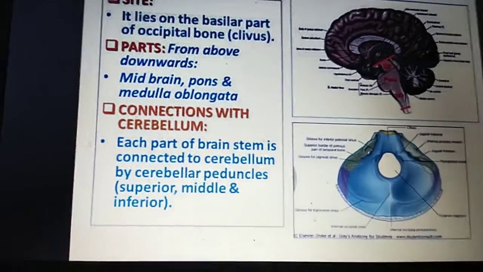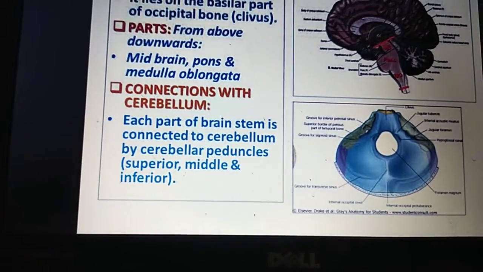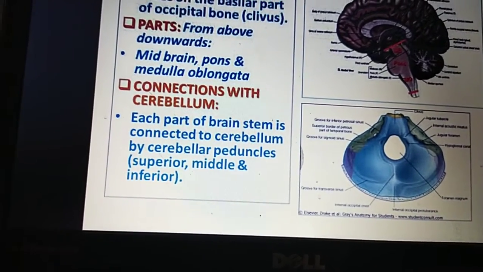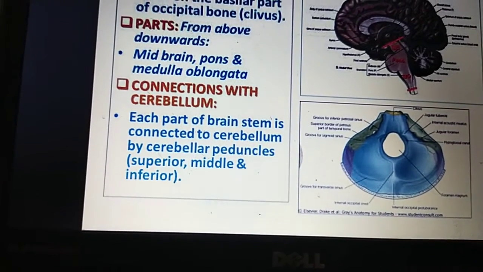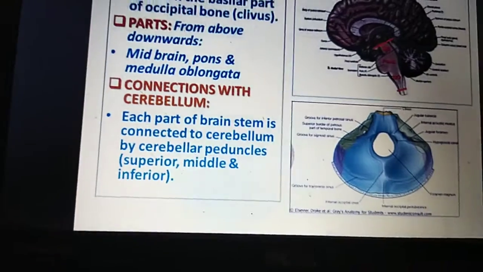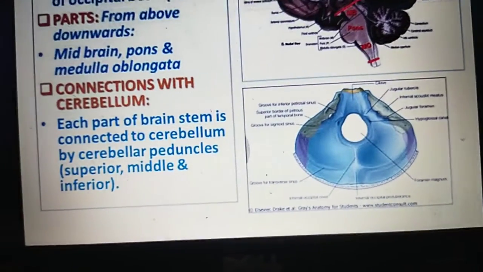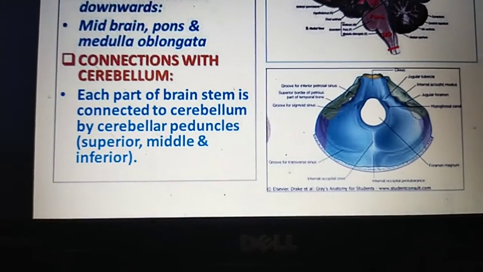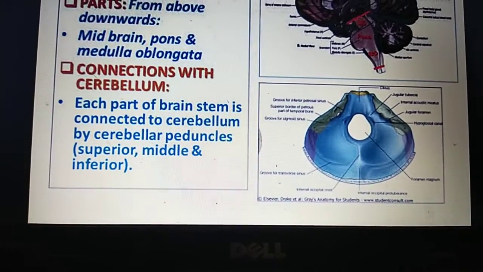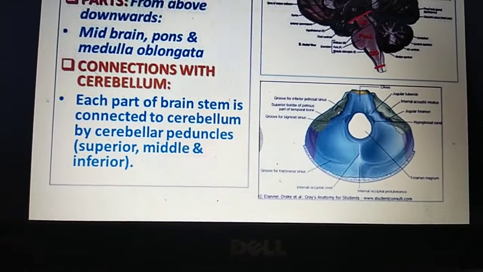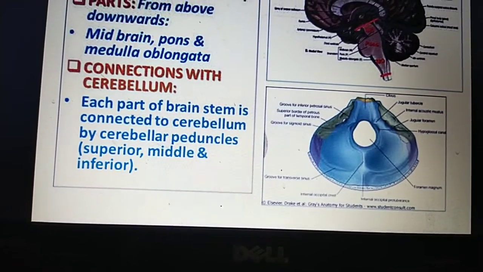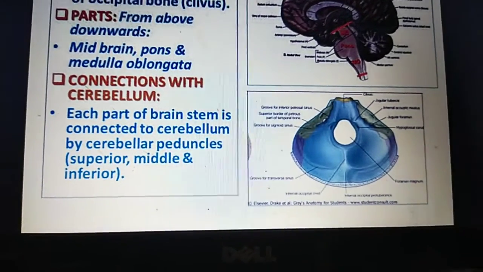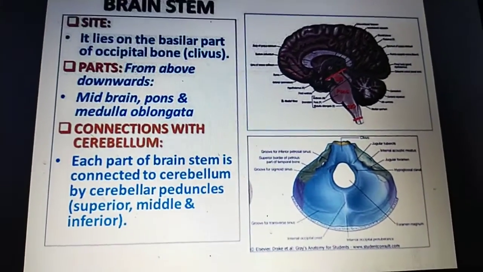Connection with the cerebellum: each part of the brainstem is connected to the cerebellum by the cerebellar peduncle. Then superior, middle and inferior; these are the three main points of connection. There are the midbrain cerebellar peduncle, the pons cerebellar peduncle and the medulla oblongata cerebellar peduncle. Like that, the superior, middle and inferior cerebellar peduncles are three. You can go for the next slide.